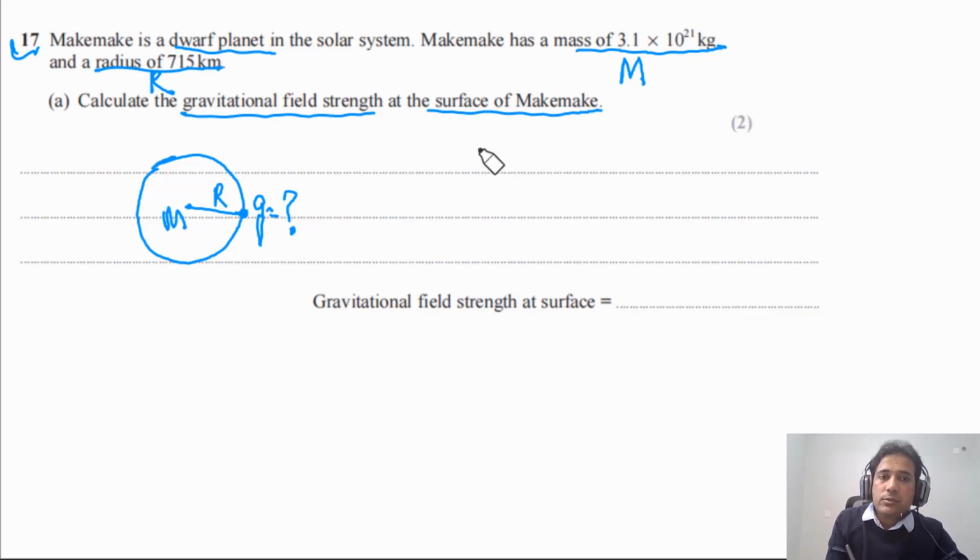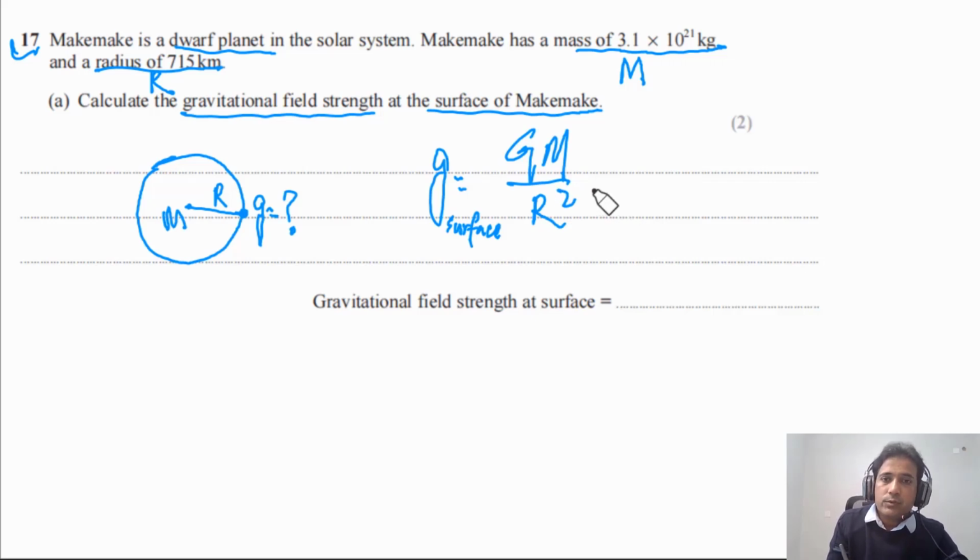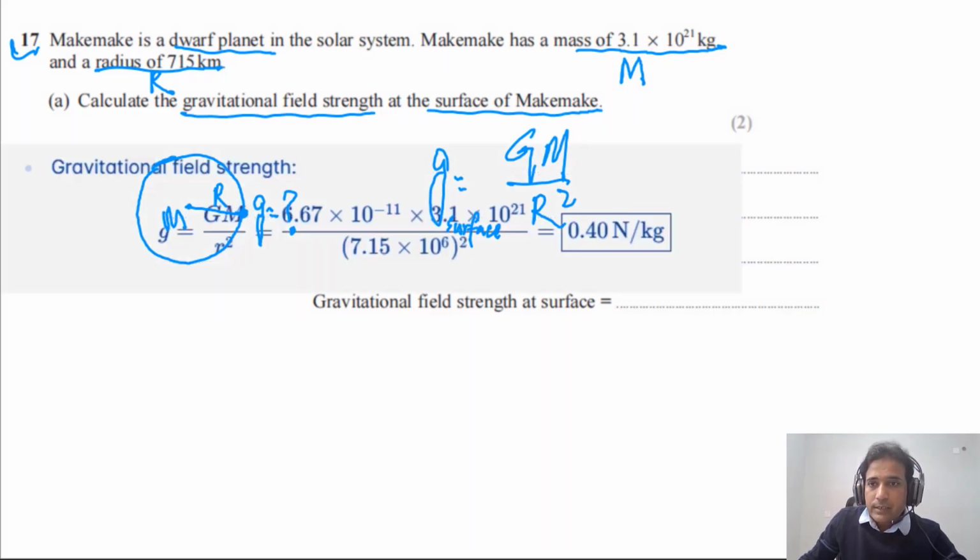So this is pretty straightforward. The g will be equal to g at surface. So we are talking about g at surface. Simply you can say g = GM divided by r squared, plug in values and you can find the answer. Now let me show you this one with numbers. If you plug in values using this formula, your answer will be equal to 0.40 newtons per kg.